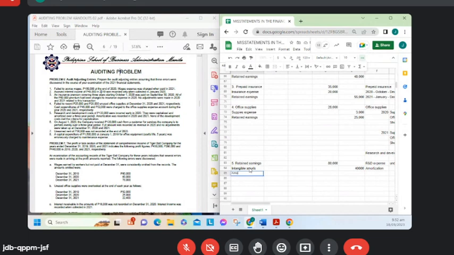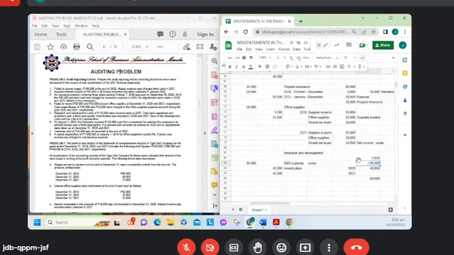Then amortization expense, 40,000. So that's just to correct the entry, no? So in 2020, what the entity did is to record this 120,000 as intangible asset, and then a corresponding amortization. So that entry resulted to an understated expense, no, amounting to 120,000 pesos.